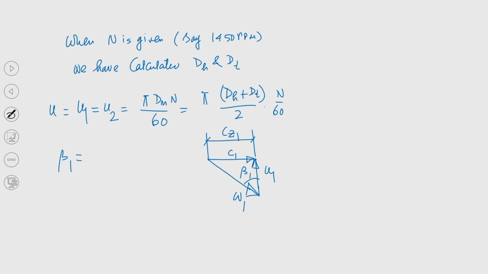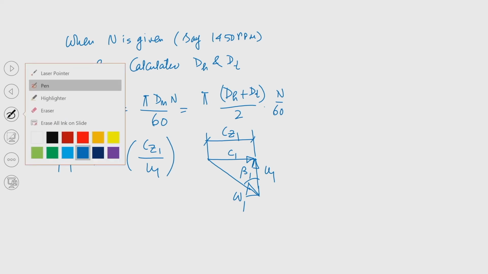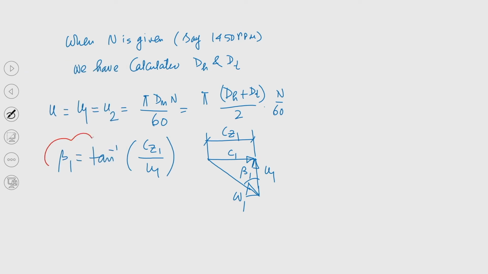So, what can we calculate? What is beta 1? Beta 1 is equal to tan inverse Cz1 divided by U1, right. So, we can calculate beta 1, right. So, this is one important part.